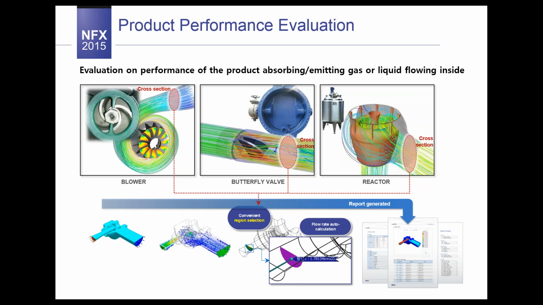CFD analysis is used first and foremost in product performance evaluation. It helps to extract the real flow pattern inside any complex hydraulic device, such as blowers, butterfly valves, or reactors. Flow velocity and pressure can be extracted at any point. This is very useful to detect if there are recirculation areas in your products, for example, which would lead to problems during the life cycle of the product.